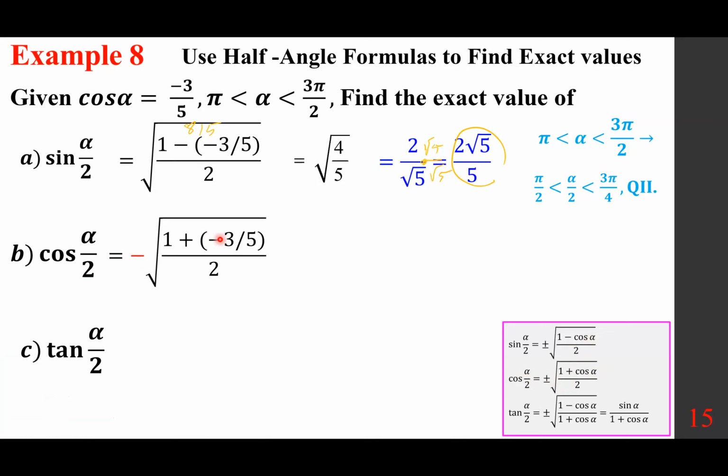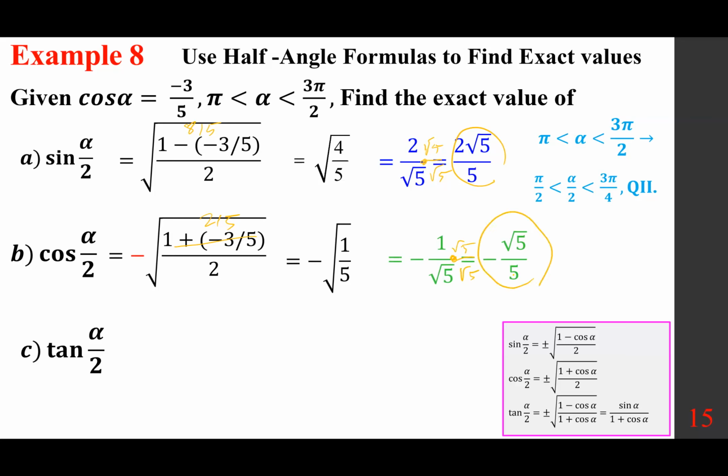Now, obviously, this is 2 over 5. 2 over 5 clearly divided by 2 is 1 over 5. So minus the square root of 1 over 5 is minus 1 over the square root of 5. Again, we do the same thing. If you put square root of 5 here, square root of 5 here, it becomes negative square root of 5 over 5.